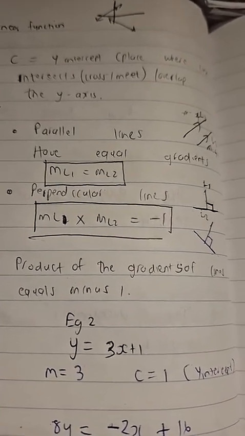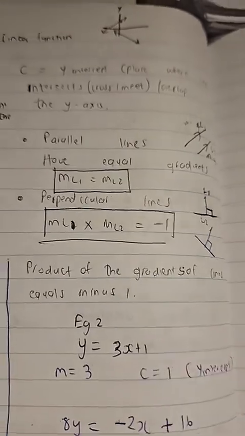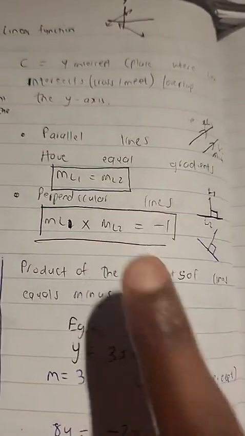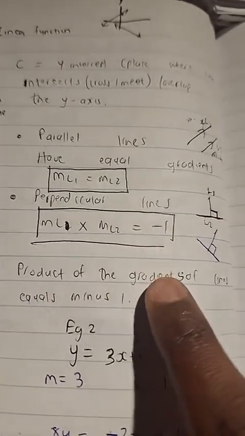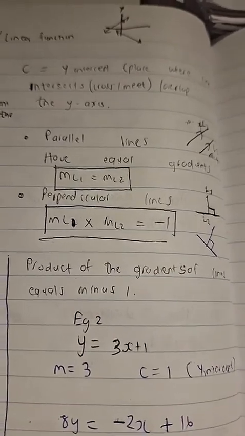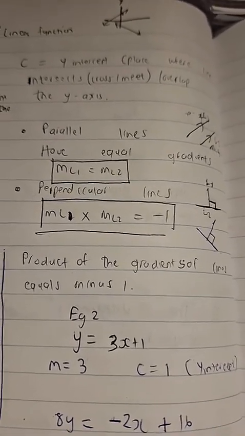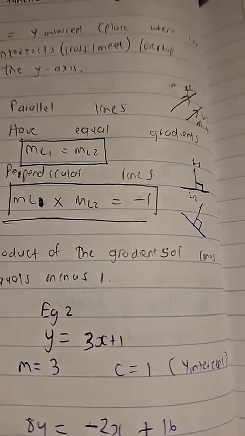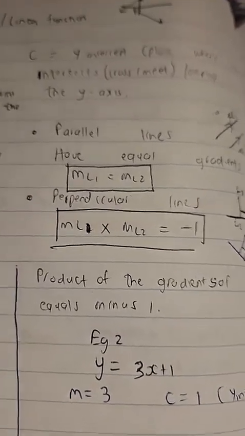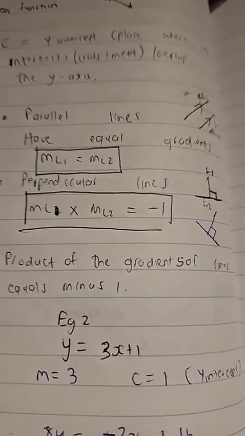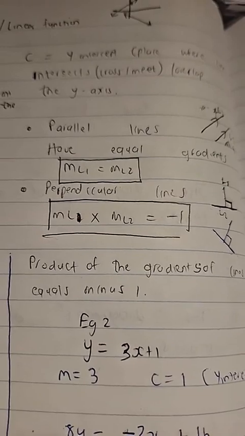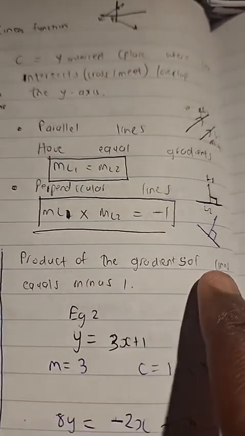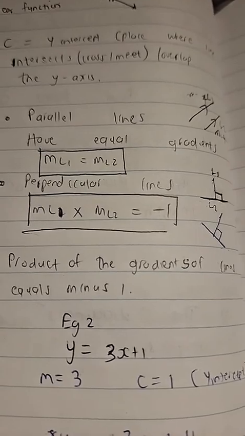So that's the thing, eh? Perpendicular lines, the product of gradients equals -1. So that is it, guys. That one, just don't ever forget. Parallel lines equal gradients. Perpendicular lines, the product of gradients equals -1.